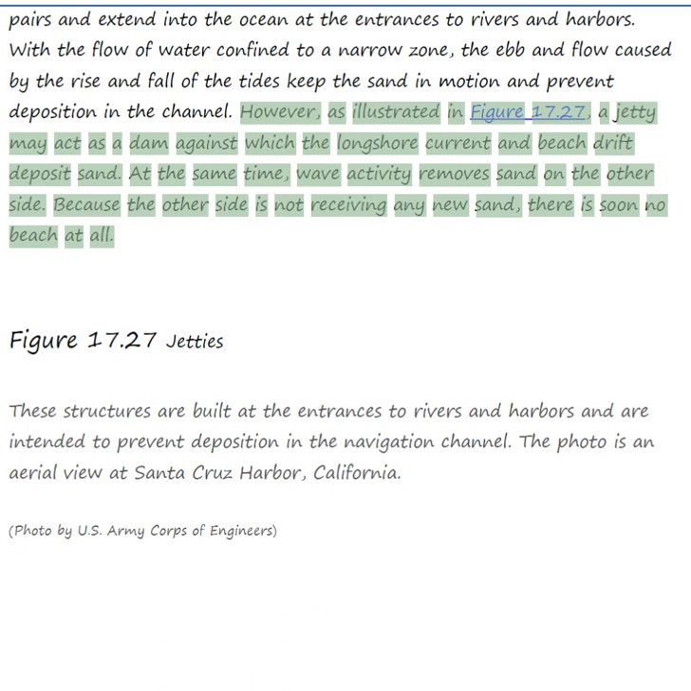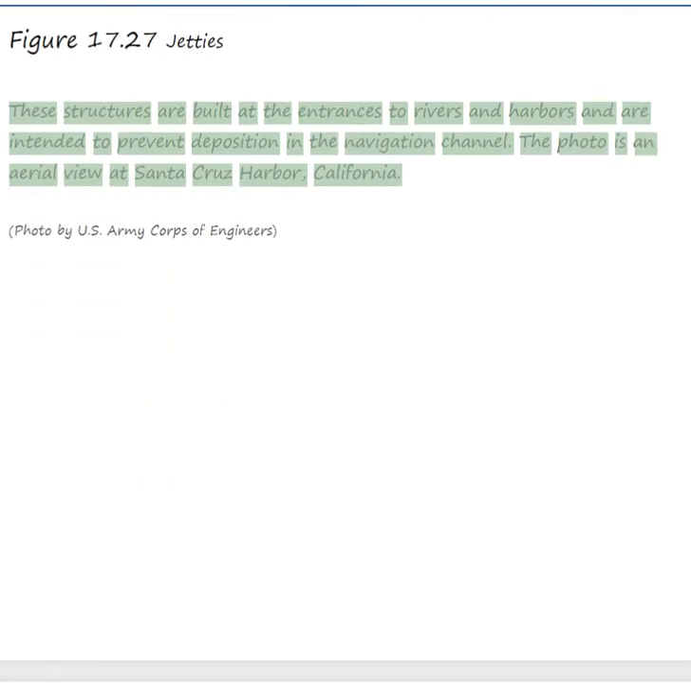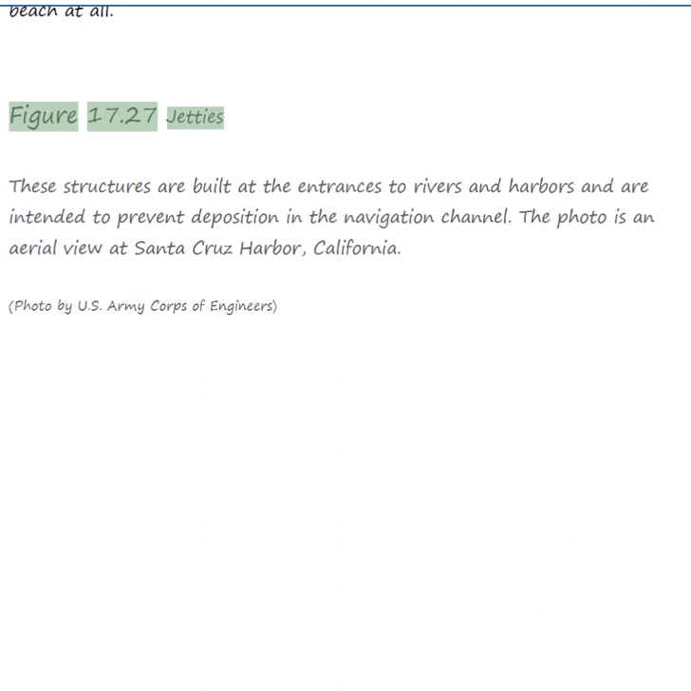However, as illustrated in Figure 17.27, a jetty may act as a dam against which the longshore current and beach drift deposit sand. At the same time, wave activity removes sand on the other side. Because the other side is not receiving any new sand, there is soon no beach at all. These structures are built at the entrances to rivers and harbors and are intended to prevent deposition in the navigation channel. The photo is an aerial view at Santa Cruz Harbor, California. Figure 17.27 Jetties.